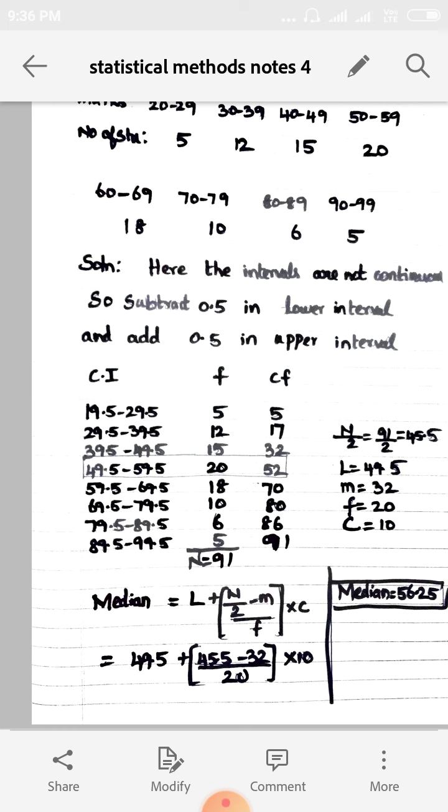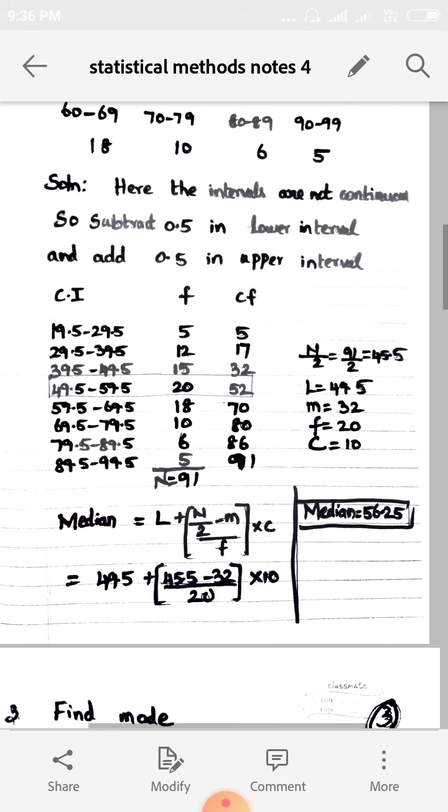What is cumulative frequency? 5, 5 plus 12 is 17, 17 plus 15 is 32, 32 plus 20 is 52, 52 plus 18 is 70, 70 plus 10 is 80, 80 plus 6 is 86, 86 plus 5 is 91. 91. Right. So median, we know the median formula: L plus (N by 2 minus M) by F into C.